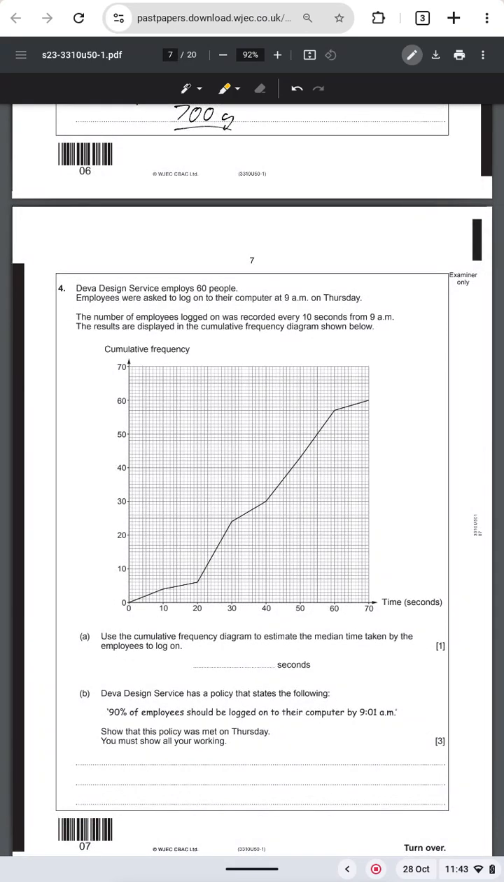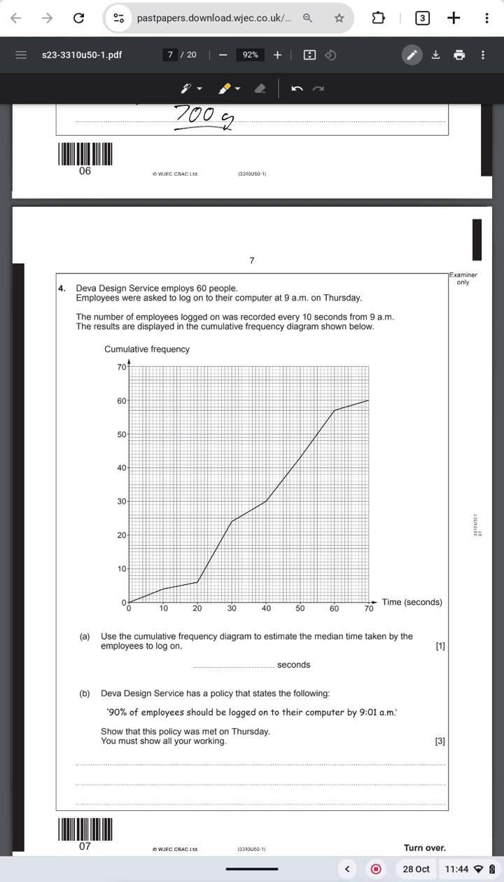Okay, so Dava Design Services employs 60 people. Employees were asked to log onto the computer at 9 a.m. on a Thursday. The number of employees logged on was recorded every 10 seconds from 9 a.m. The results are displayed in the cumulative frequency diagram shown below. Use the cumulative frequency diagram to estimate the median time taken for the employees to log on.